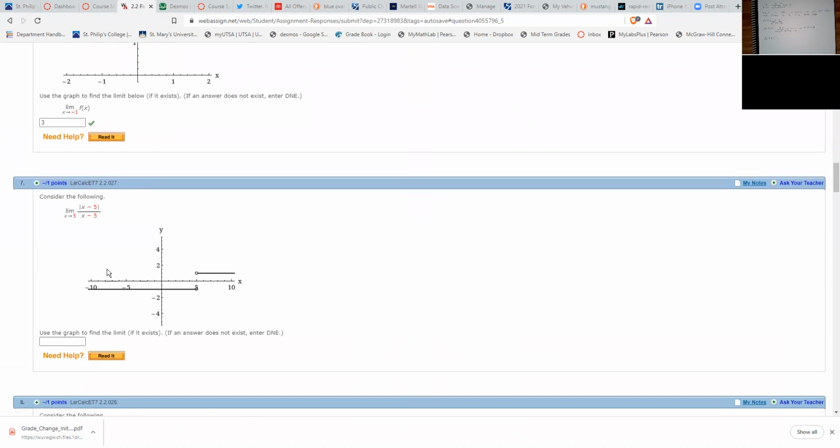Okay, the next one wants to know what the limit is when approaching 5. So here's 5. Notice that the limit from the left is not the same as the limit from the right. You see this? When that happens, there is no limit. It does not exist. Both sides need to be the same. Otherwise, there is no limit.